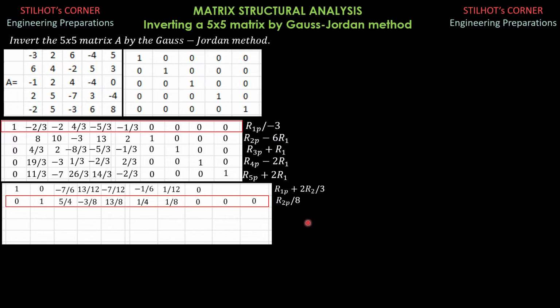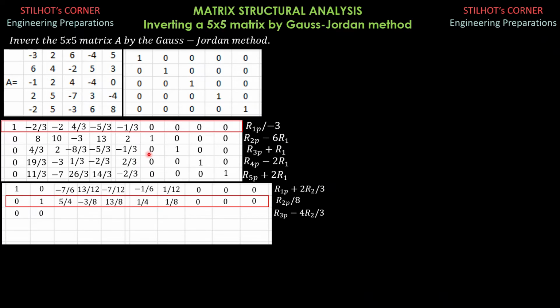Row 3 previous minus 4/3 of row 2. So that this is 0, 0, 2 minus 4/3 of 5/4 is 1/3. Negative 8/3 minus 4/3 of negative 3/8. It's negative 13 over 6. Negative 5/3 minus 4/3 of 13 over 8 is negative 23 over 6. Negative 1/3 minus 4/3 of 1/4 is negative 2/3.